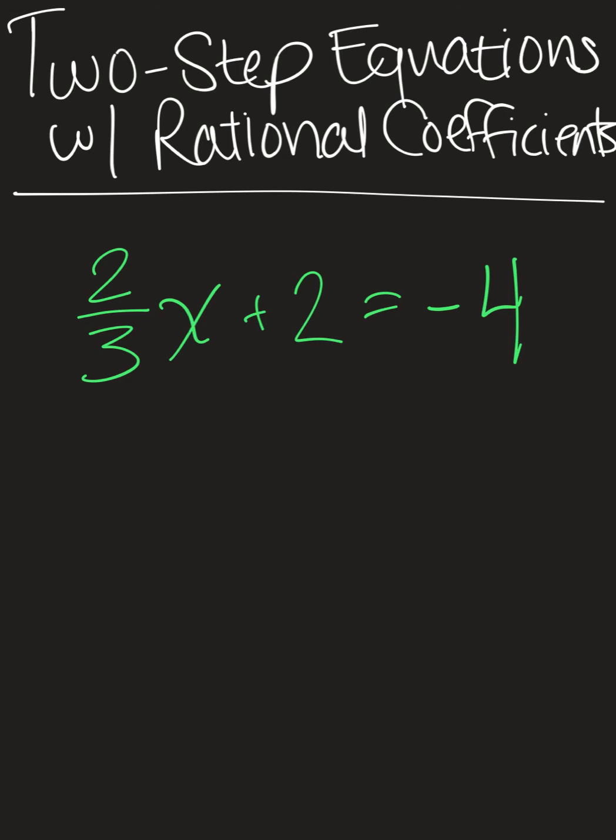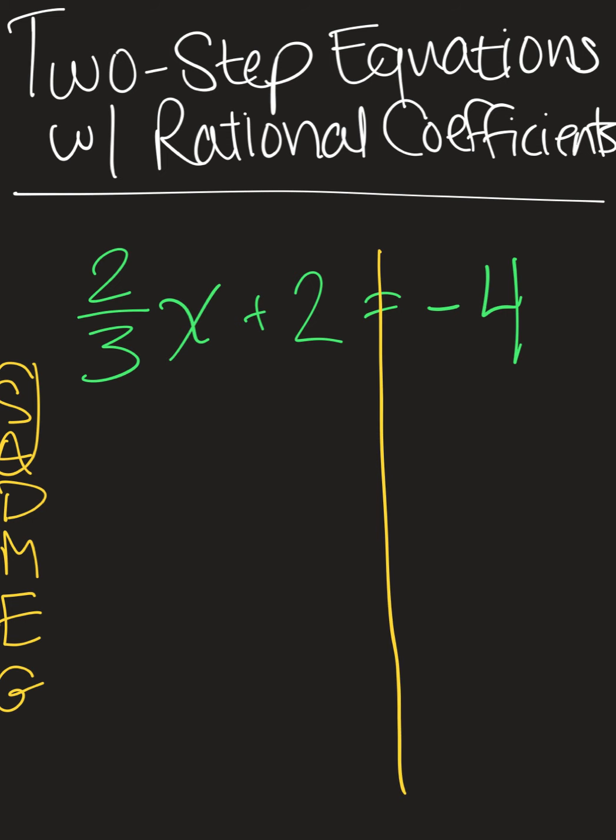In this video, we are talking about two-step equations with rational coefficients. So, first of all, we're going to remember our two-step equation rules, and that means we're going to use SAD/MAG, right? We're going to make sure we do them in the correct order. And I'm going to take a look at subtraction and addition first. I'm going to draw my little line through my equal sign, and I'm going to look at my two operations. So here I have 2/3 x, which is multiplication, and I have plus 2, which is addition.